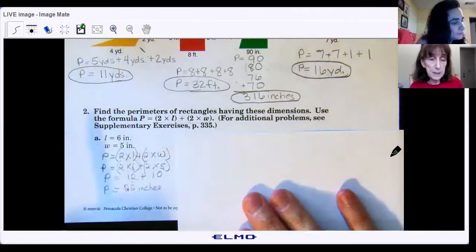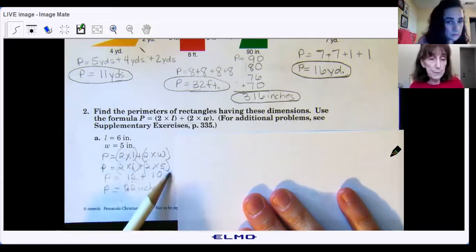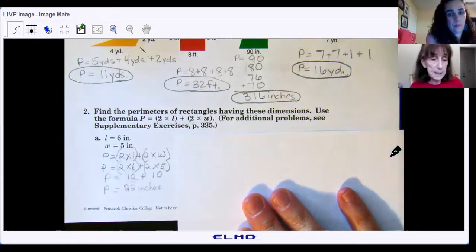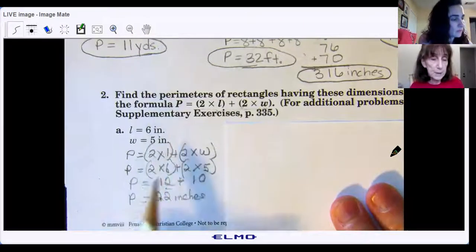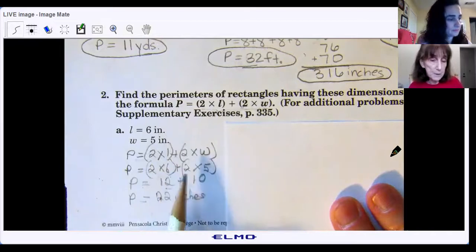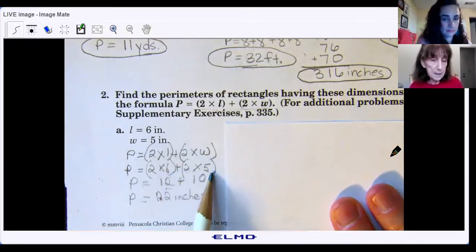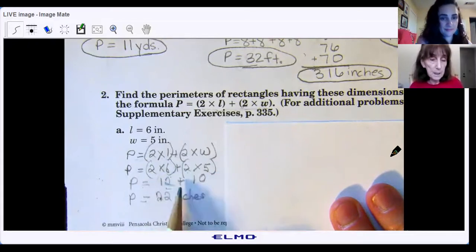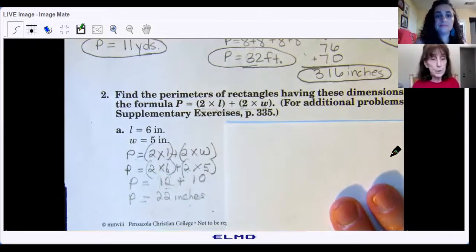Okay, and you can see it on the bottom. Length is 6 inches and the width is 5 inches. So perimeter equals 2 times the length plus 2 times the width. Perimeter equals 2 times 6, because 6 is the length, plus 2 times 5, which is 10, is the width. And perimeter equals 12 plus 10, perimeter equals 22 inches. Okay? And that's the way they want you to do it. If you don't do it that way, you're going to be marked wrong. Now, we did these in class, so they're all done.